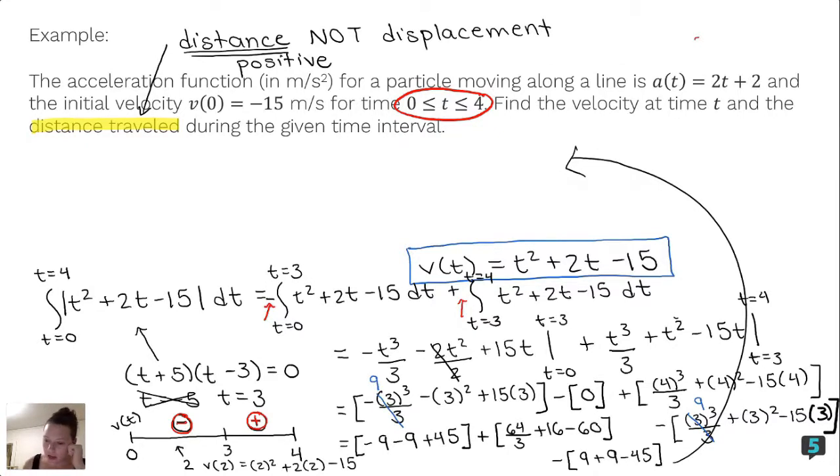So at this point, if I look in my first set of brackets here, negative 9 minus 9 plus 45, we are going to end up with 27. And then I'm going to have plus my 64 over 3. Let's leave it as is for right now. And then 16 minus 60 is going to give me a minus 44. And now inside that last set of brackets, right here, I'm looking at 9 plus 9 minus 45. I'm going to end up with a negative 27, but I'm subtracting a negative 27, which is going to get me back to a positive 27.